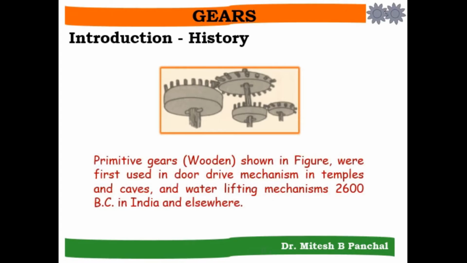So these are the examples of primitive gears. Wooden gears were first used in door drive mechanisms for temples and caves, also for the water lifting mechanism, 2600 BC in India and elsewhere.